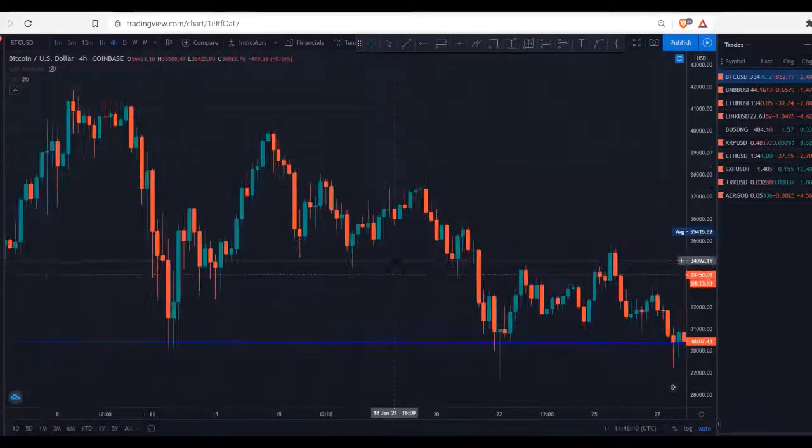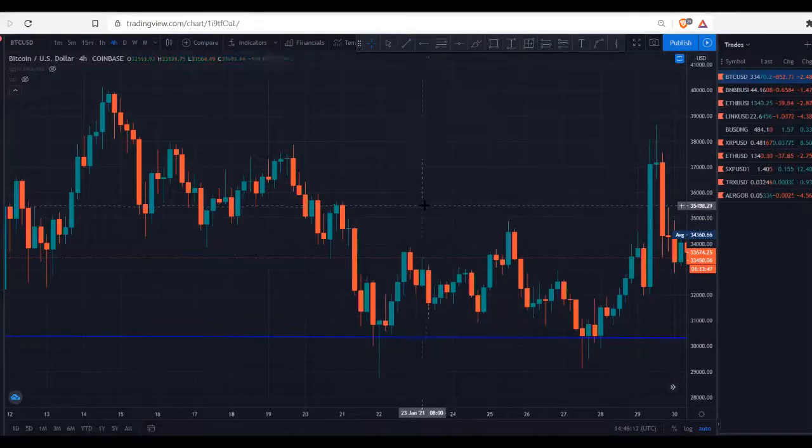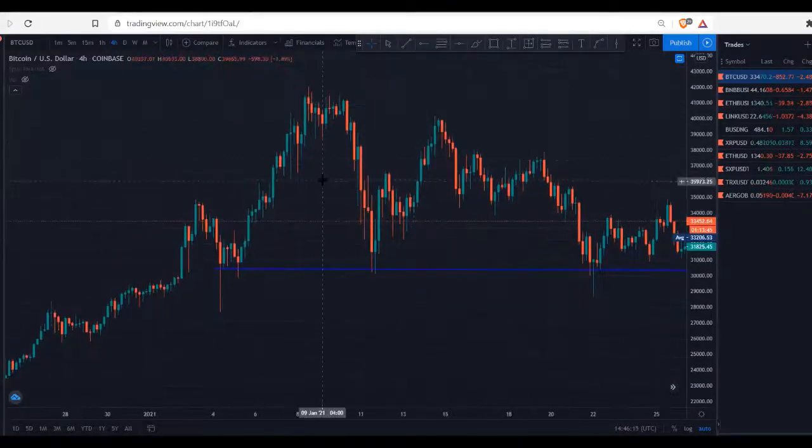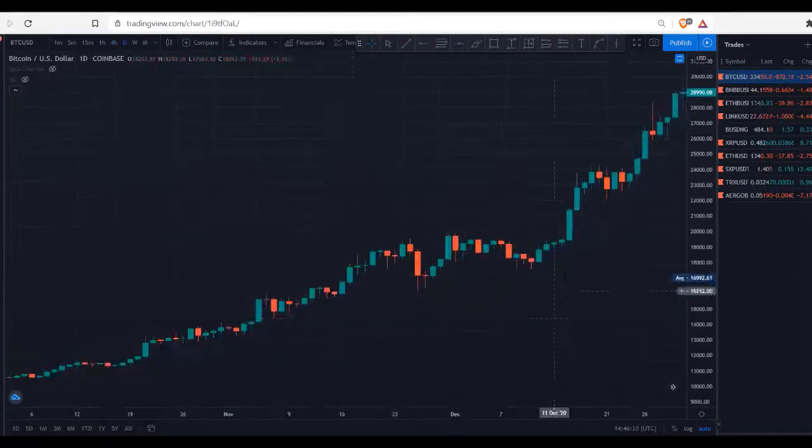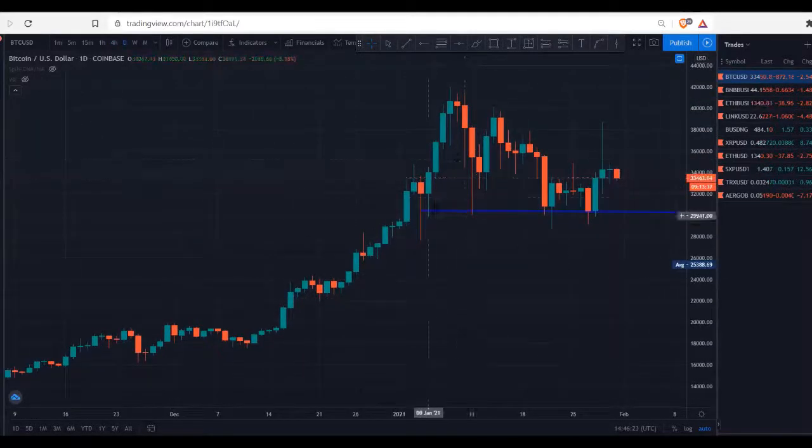Let's look for something else. Can we have a head and shoulders? It's good to always use a high time frame when doing your market analysis. I will explain this. Okay.